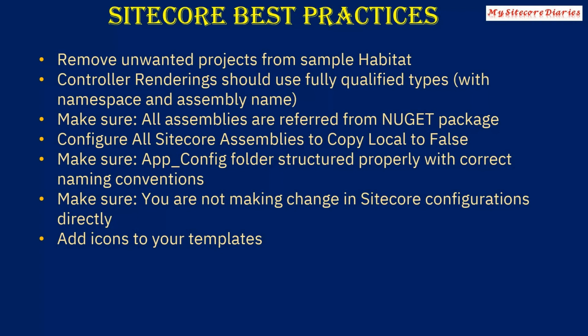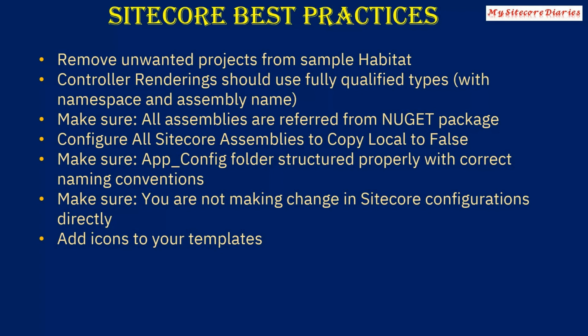Then controller renderings should use fully qualified types. In the controller rendering you should have the namespace and assembly name; the fully qualified type should be used. Make sure all assemblies are referred from the NuGet package. This is also a most important thing. Generally we have a tendency to refer to the DLLs from the folders, so avoid that.